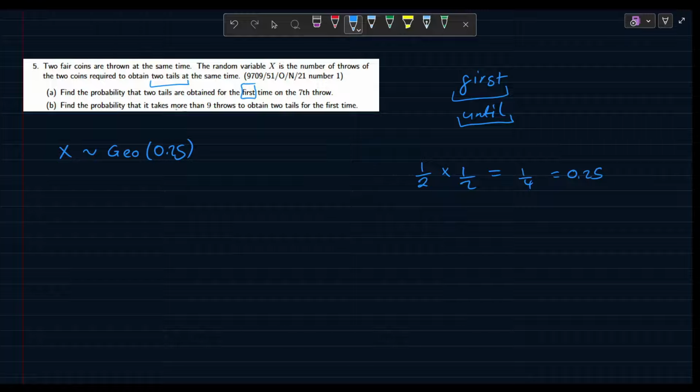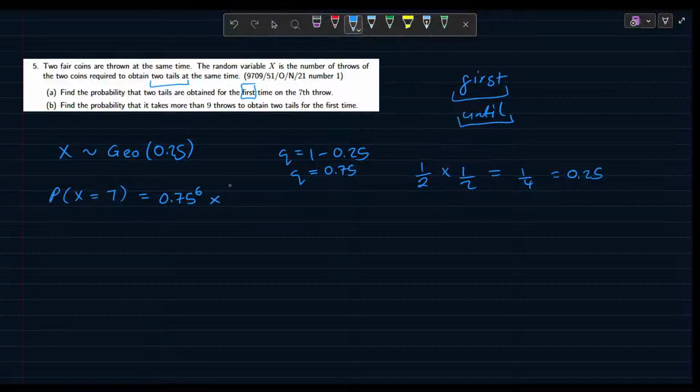Now we want to find the probability that the two tails are obtained for the first time on the 7th throw, so we want the probability that x is equal to 7. This is equal to 1 minus p, which is q. q is 1 minus 0.25, so q is 0.75. So 0.75 to the power 7 minus 1, so 6, multiplied by the probability of success, 0.25. So the probability that x is equal to 7, let's punch that into the calculator, is 0.75 to the power 6 times 0.25.